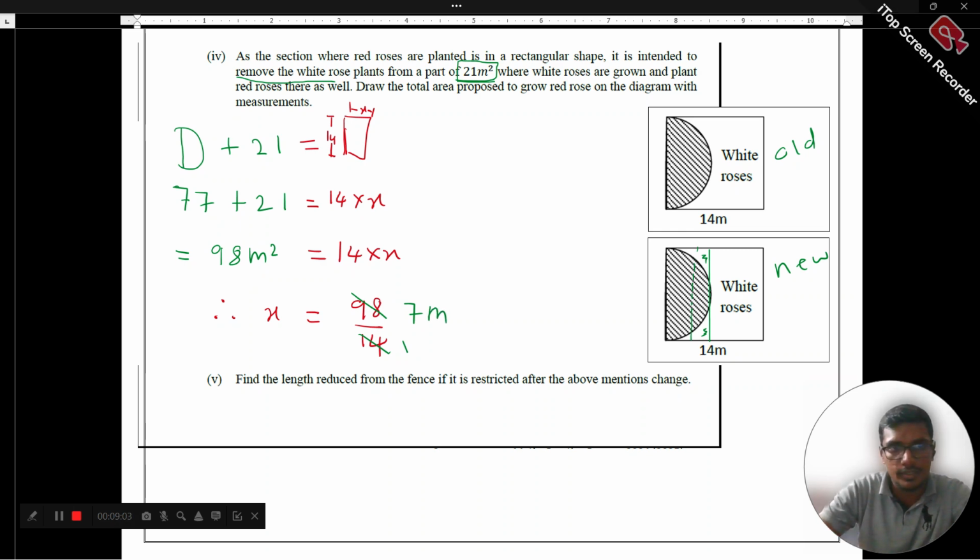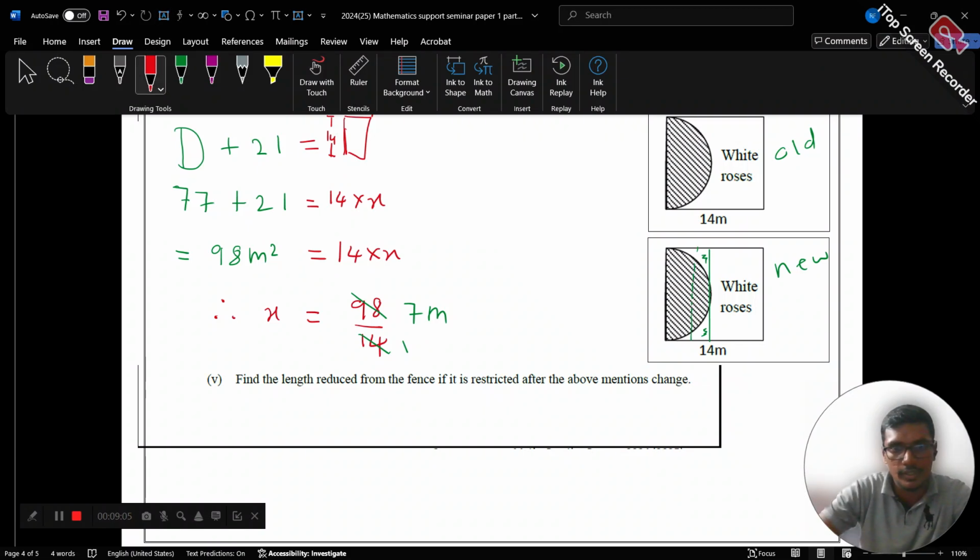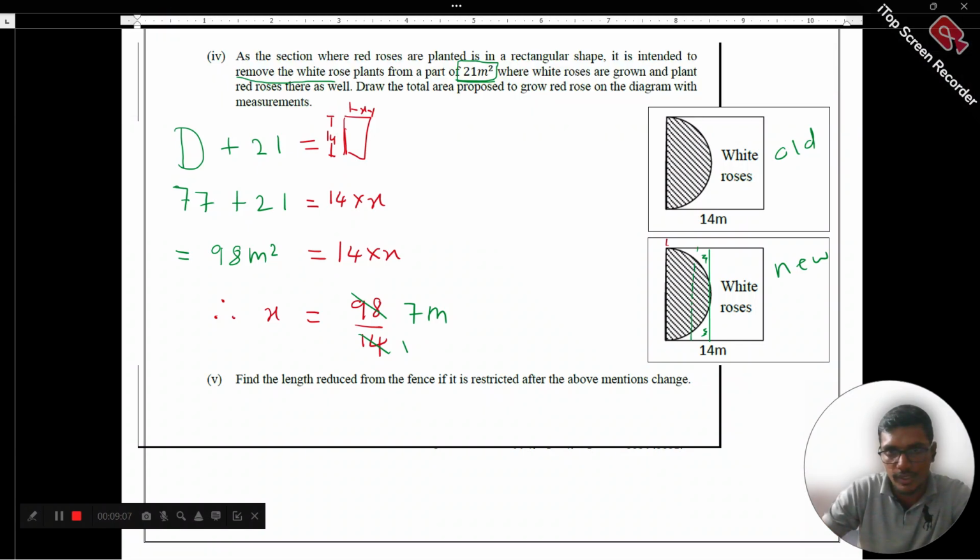Which means the line we drew is correct. 7 meters is the line. Why is it exactly 7 meters? Because this is the radius. Radius is 7 meters, so it passes exactly touching that semicircle. 7 meters will be the answer.